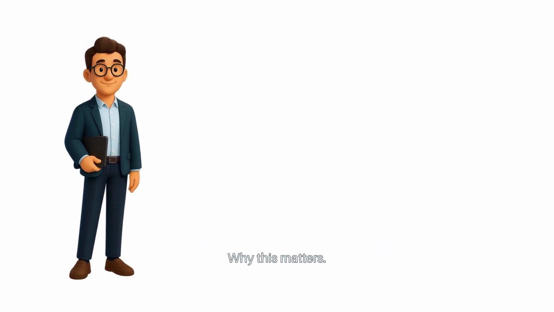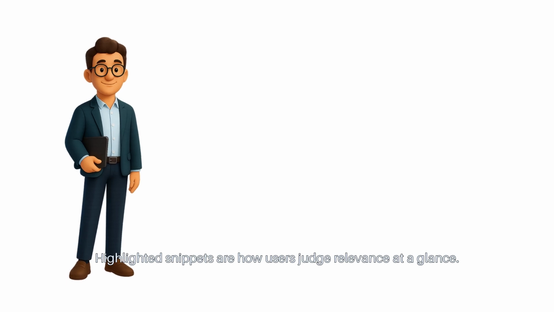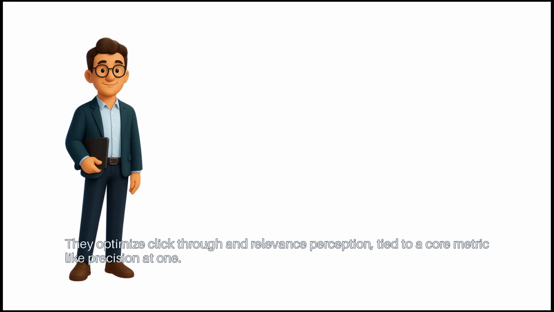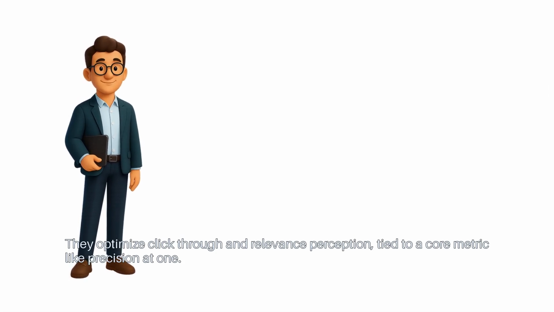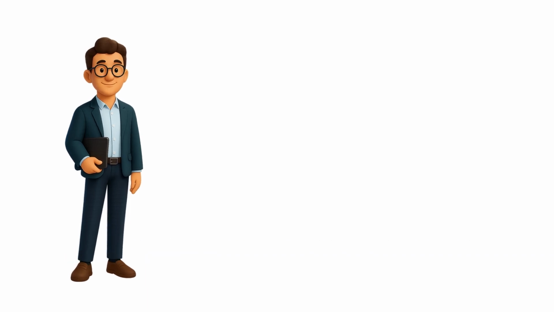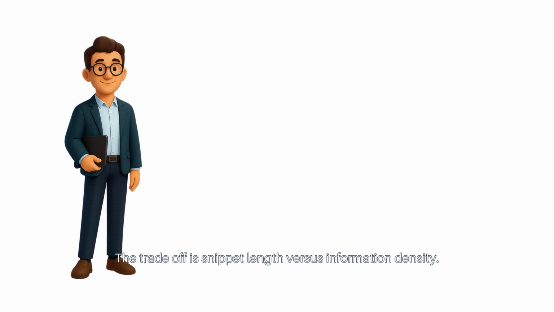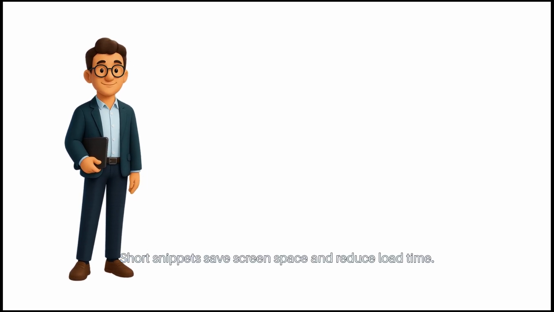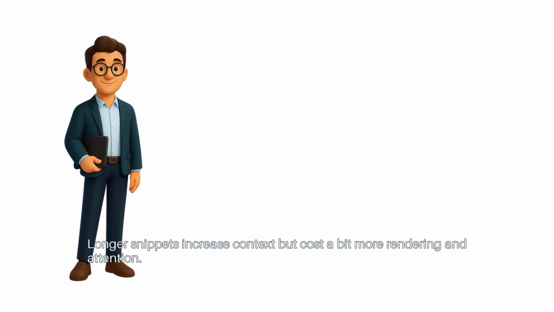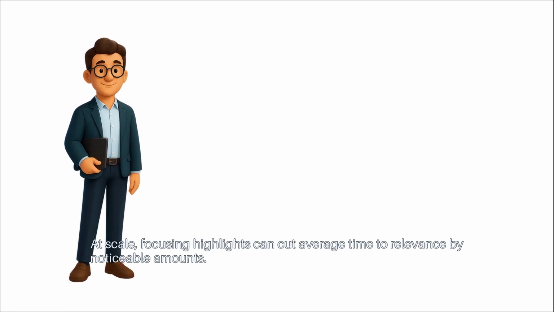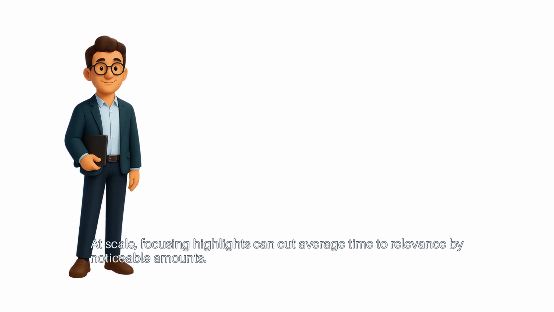Why this matters. Highlighted snippets are how users judge relevance at a glance. They optimize click-through and relevance perception, tied to a core metric like precision at 1. The trade-off is snippet length versus information density. Short snippets save screen space and reduce load time. Longer snippets increase context, but cost a bit more rendering and attention. At scale, focusing highlights can cut average time to relevance by noticeable amounts.